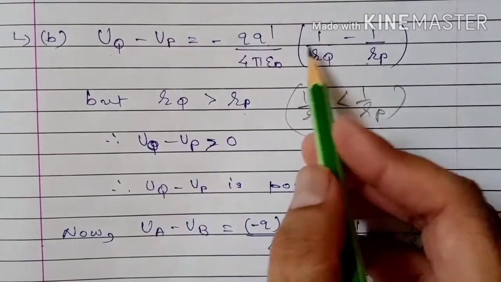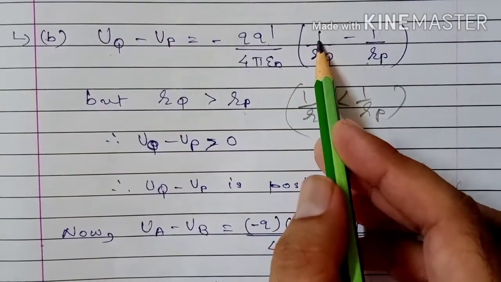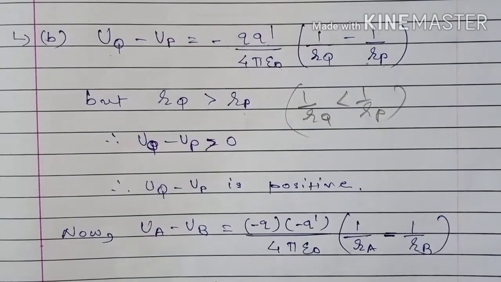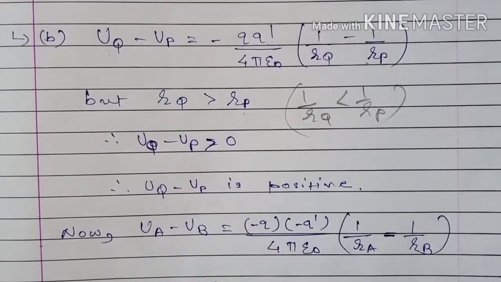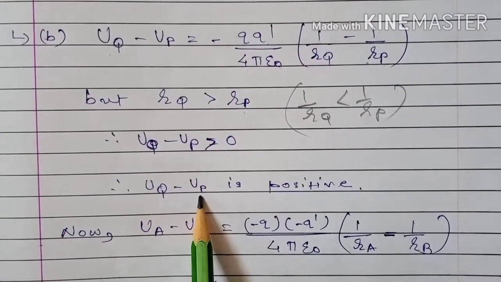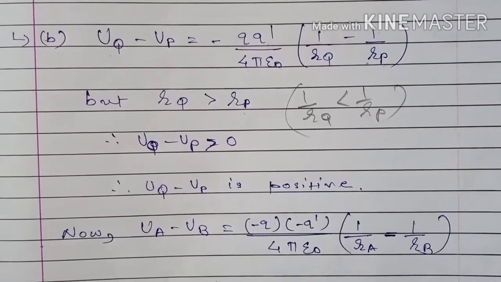Therefore the value of this bracket will be negative, minus, minus, plus. Therefore, Uq minus Up is greater than 0. Therefore, we can say that Uq minus Up is positive.